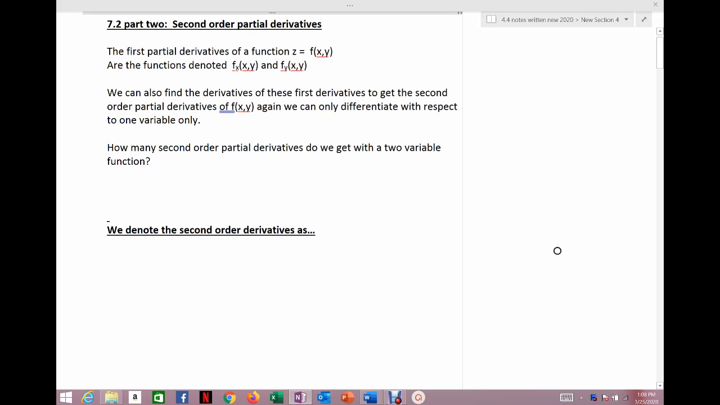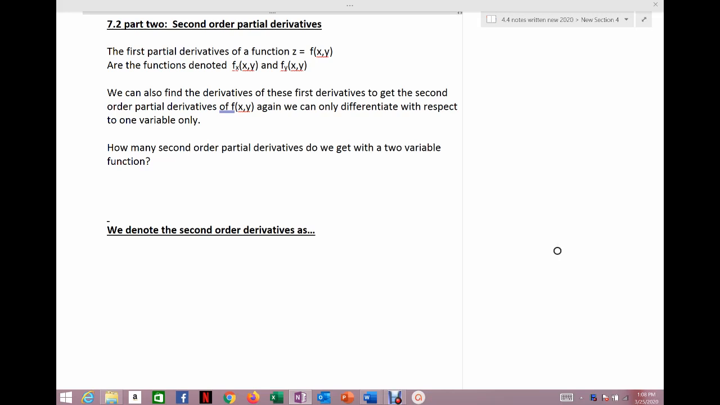Alright, so in the last set of notes, we did finding partial derivatives of a multivariable function. Find the first order partial derivatives. And so in this 7.2 part 2 section, we're going to look at the second order partial. So we're going to get second derivatives. Just like we took the second derivative of one variable functions, we can take second partial derivatives.